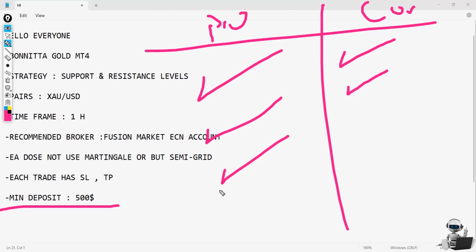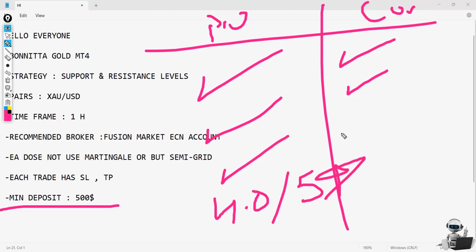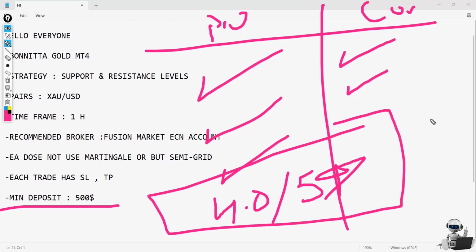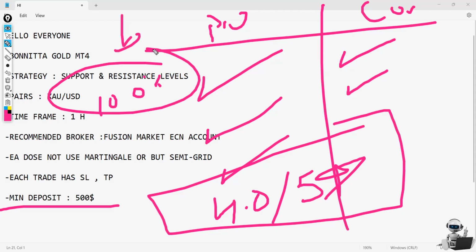So as my rating, I will give it 4.0 out of 5 for now, because of the amazing performance of everything except the fact it uses martingale and grid. So you can use this EA, but as I mentioned, whenever you achieve 100% profit, withdraw your initial balance and let your profit work for you.